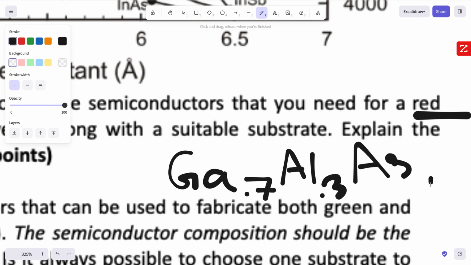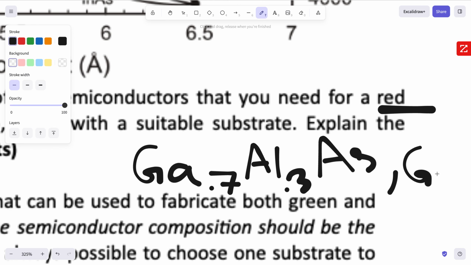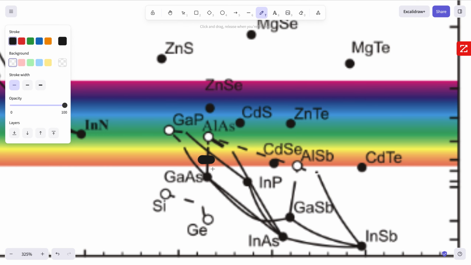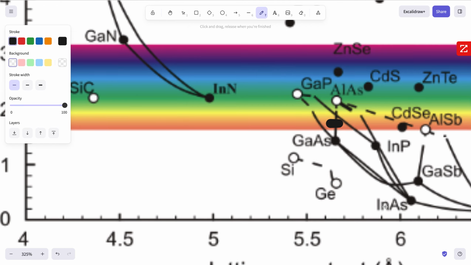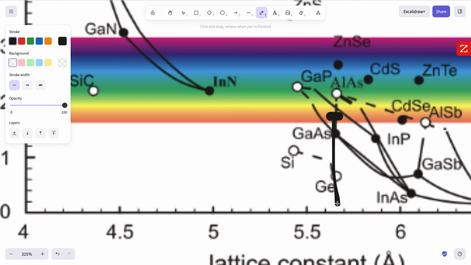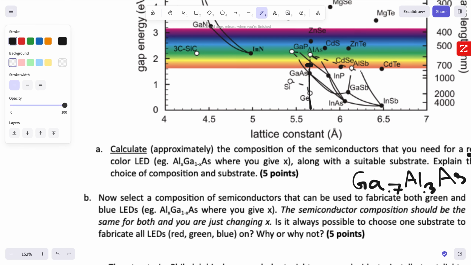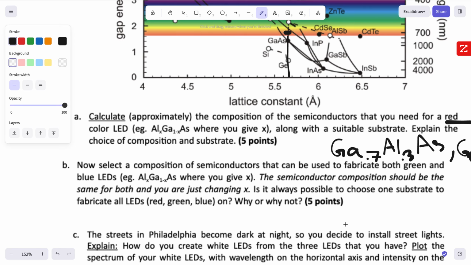And then for choice of substrate, we pick germanium. The reason for this, again, is because we need something that's a direct band gap, but that also exists at the energy that we need, and also has another substrate which can match the same lattice as it. And so in this scenario, that's the only one that can really work.